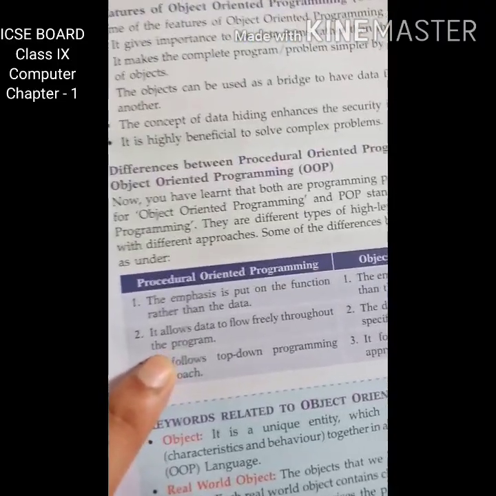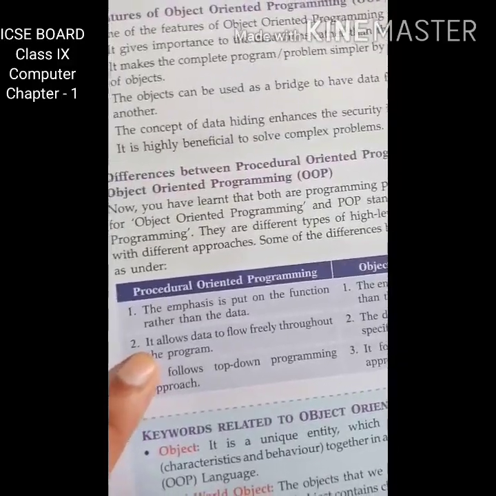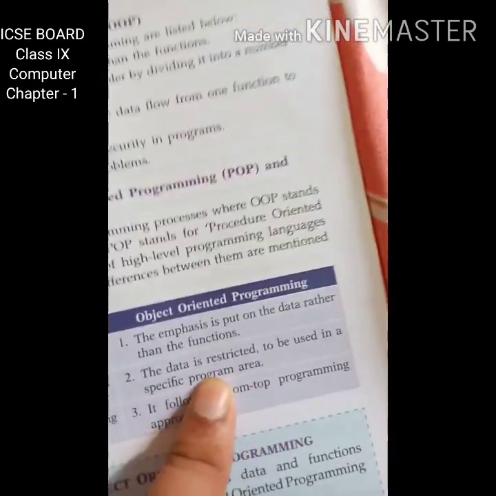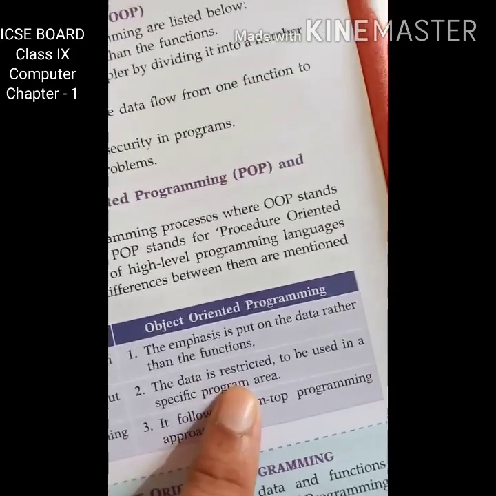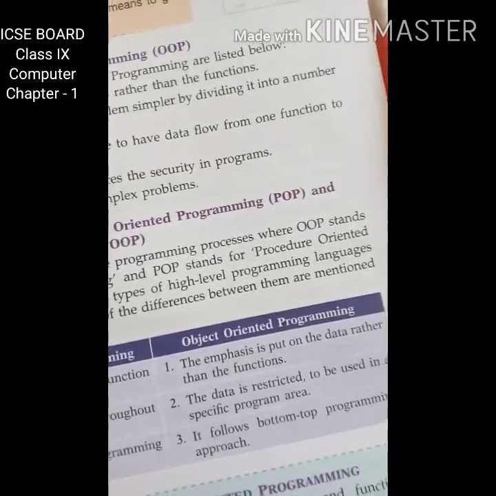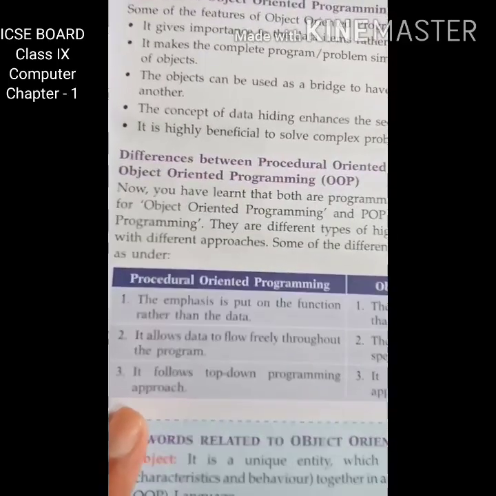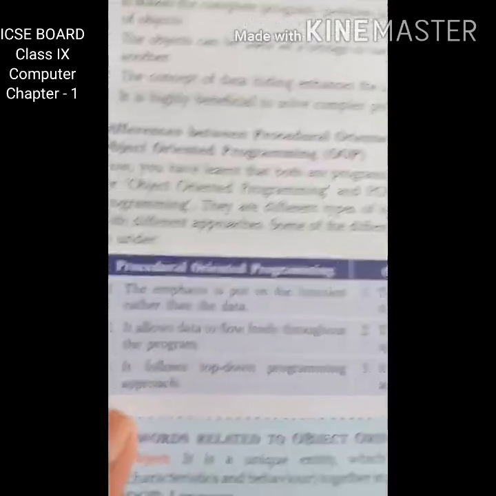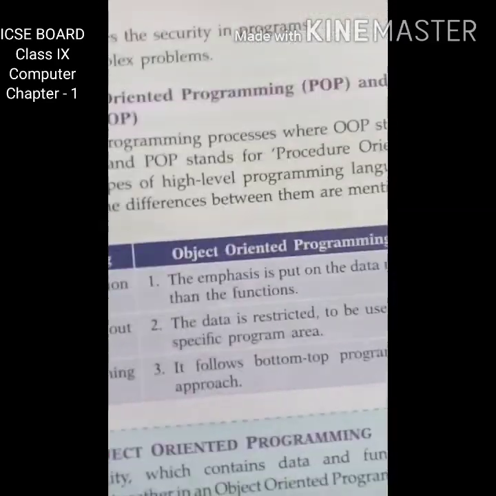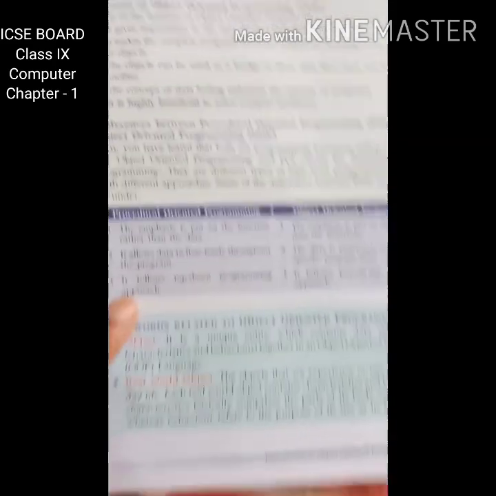It allows data to flow freely throughout the program. In procedure oriented, data can flow throughout the program, but in object oriented, data is restricted to be used in a specific program area. We cannot jump from one function to another function easily. Procedure oriented programming follows the top down programming approach, but object oriented follows the bottom up programming approach.